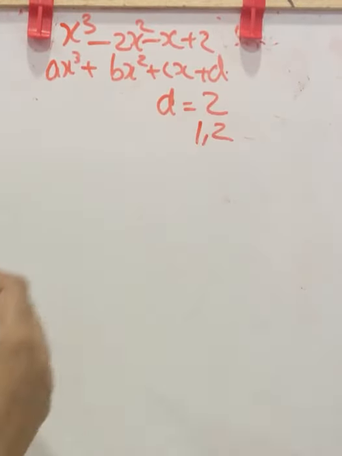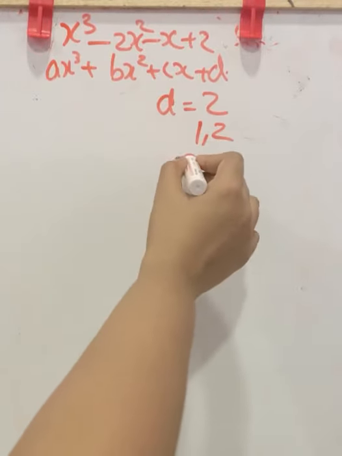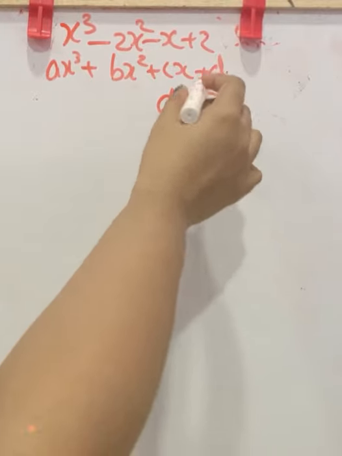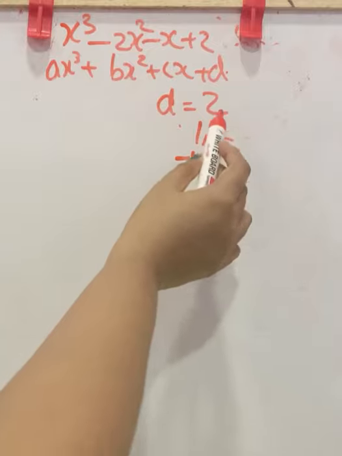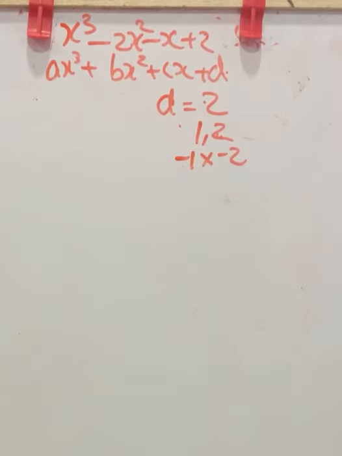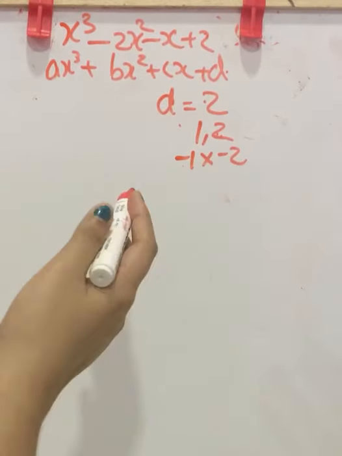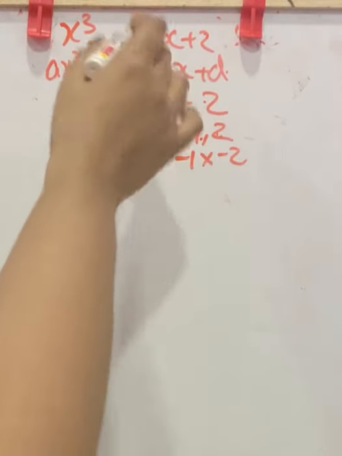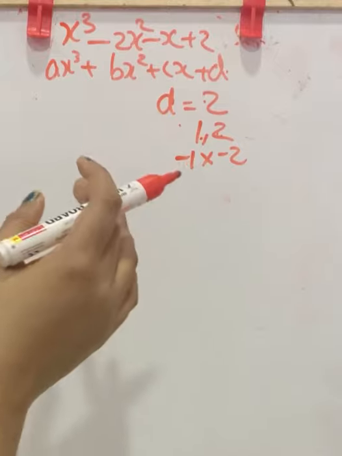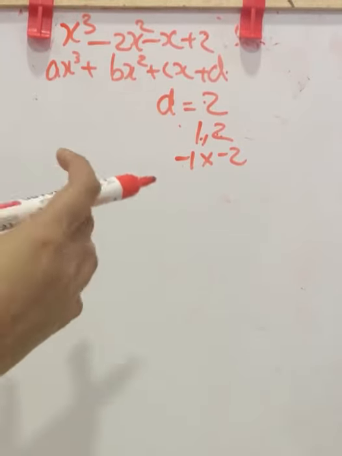Now which are the factor combinations to get 2? 1 into 2 is 2, right? So we have 1 into 2 is 2. Also minus 1 into minus 2 is 2. Next is the trial and error method. That is, we need to substitute each value for this and find which is equal to 0. Equal to 0 means that the remainder will be 0.